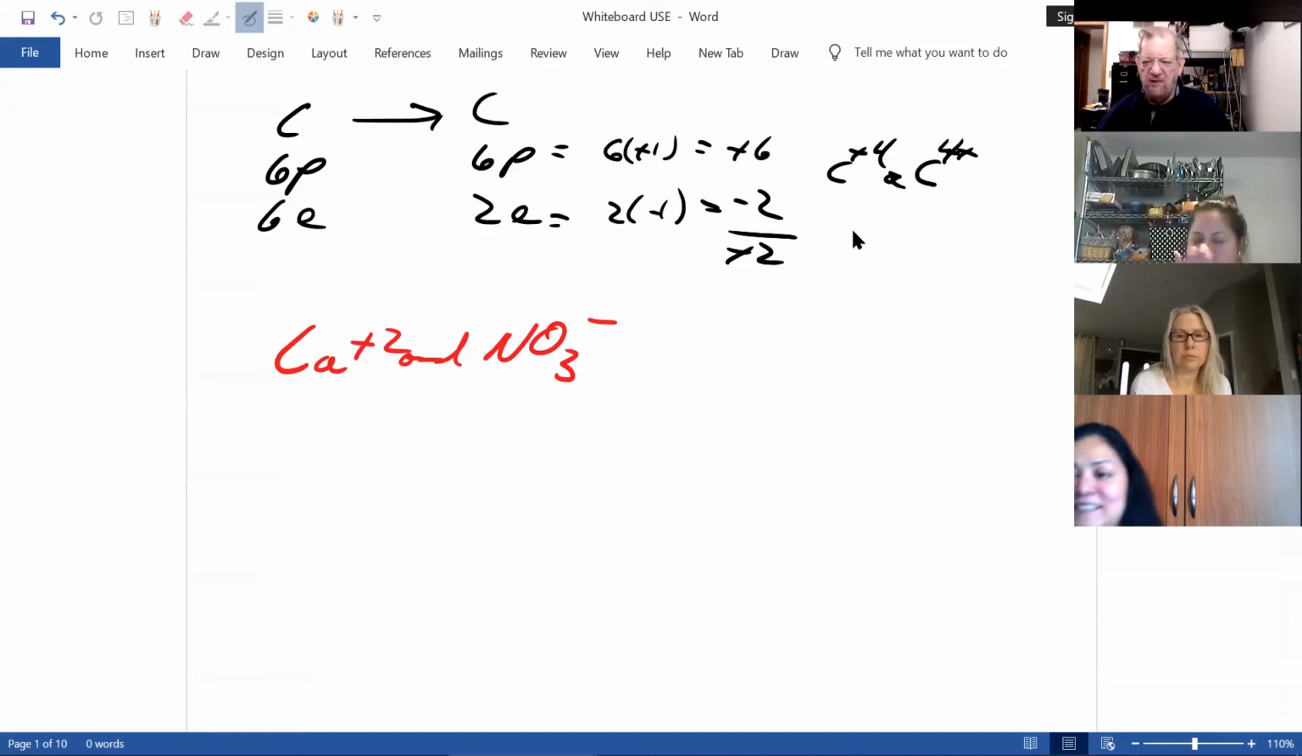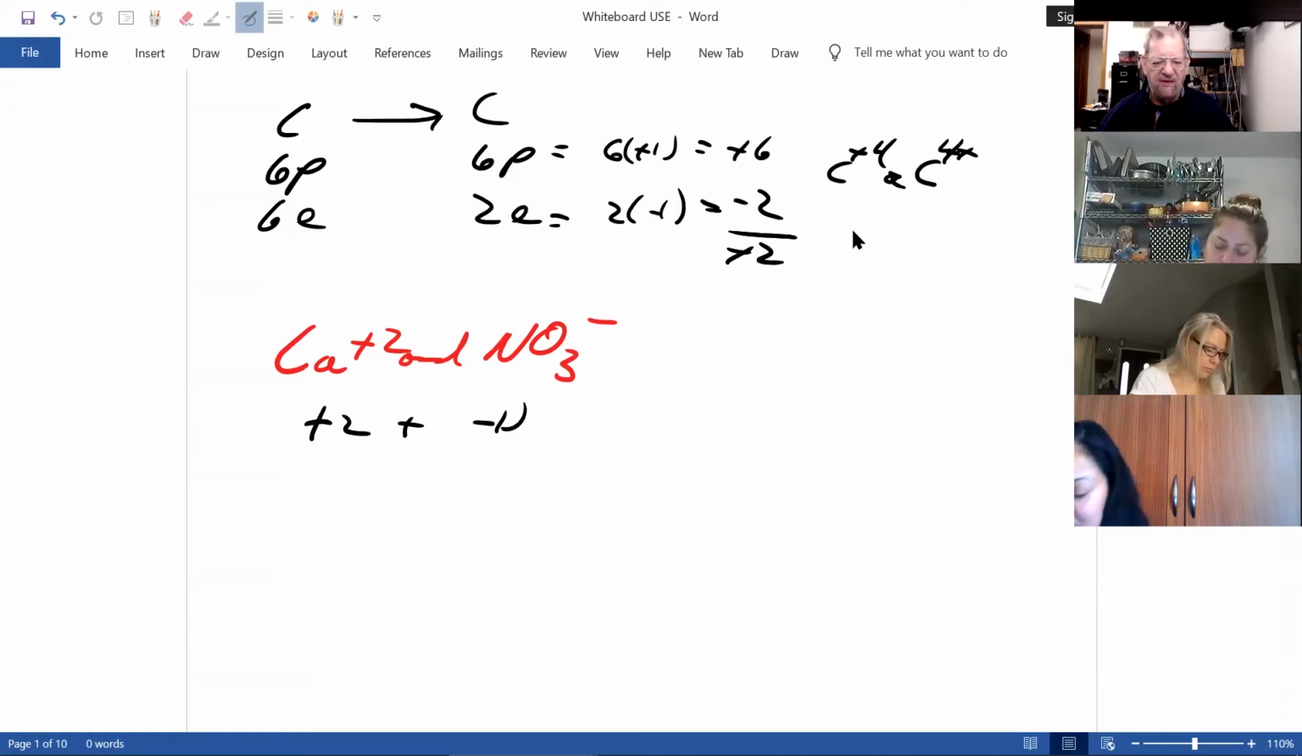Now, remember, all molecules have a net zero charge. Therefore, this is a +2. This is a -1. It has to add up to 0. It doesn't. I can't change the charge, but I can change how many. If this is a +2, I want this to be a -2. What do? -1 times 2 is -2. So what does this tell me? There's 1 calcium. There's 2 nitrate.